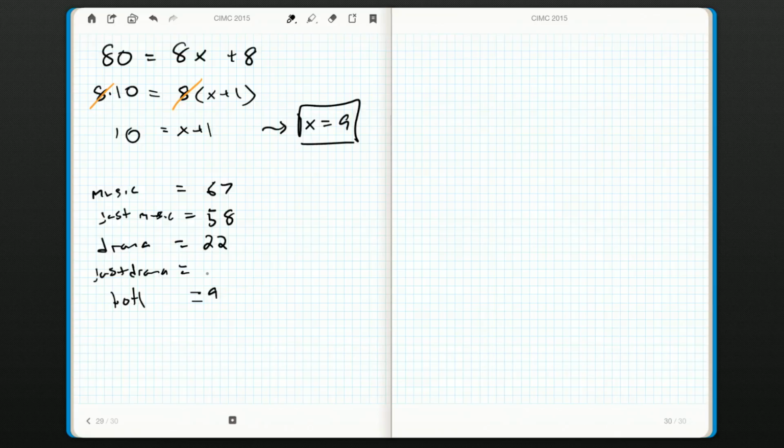So just drama would be 13. So that's 2x minus 5. That is 13. And we can check: 58 plus 13 plus 9. That's going to be 71 plus 9. That is, in fact, 80. So we did a little check here. Just a little check in our head or a check with our calculator, and that's okay.